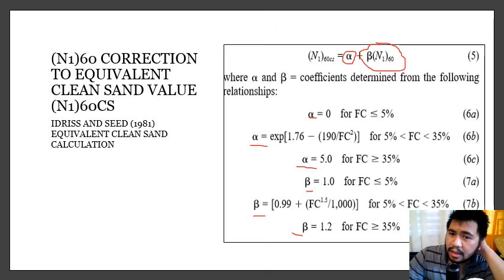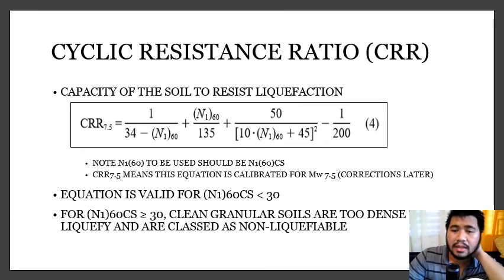I'm not going to gloss over the details of this equation, but basically you just need to know the fines content in terms of percentage to know the alpha and beta values. Now, once you've done your equivalent clean sand correction for your soil, you can now calculate the CRR, or the cyclic resistance ratio. And this is basically the capacity of your soil to resist liquefaction.